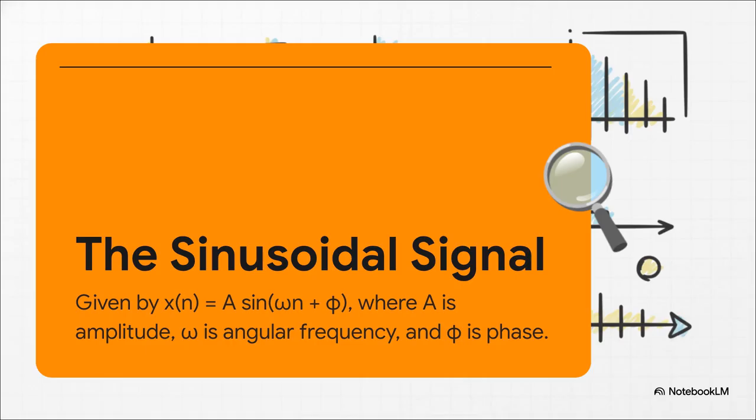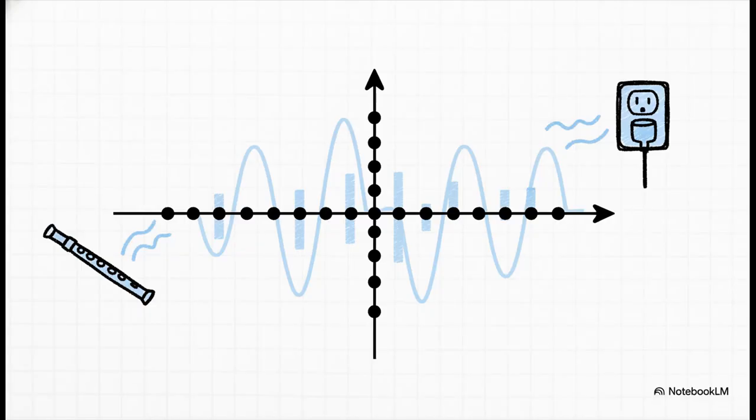This one probably looks familiar to you. It's that classic, perfect, repeating wave. The equation here just tells us its height, or amplitude A, how fast it oscillates, its frequency, omega, and where it starts, its phase, phi. This is the very essence of anything that vibrates or oscillates. And visually, it's exactly what you'd expect. A beautiful, smooth wave, just sampled at these discrete points in time.